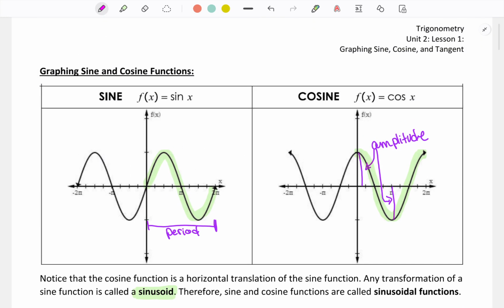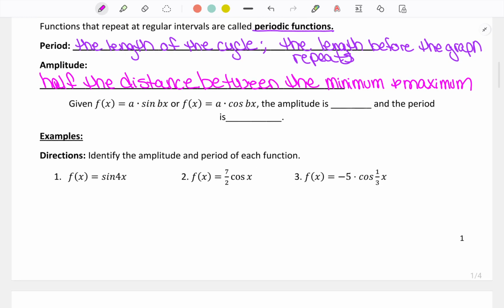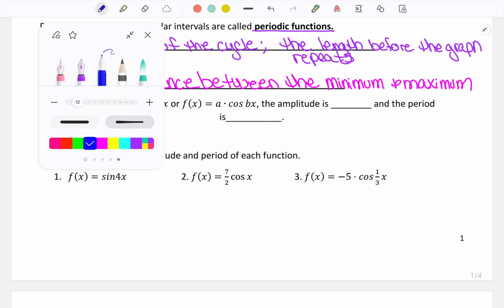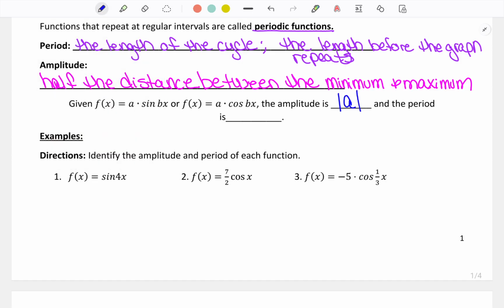So if we scroll back up to those initial functions, you'll see what I mean now that amplitude, it's actually half that distance because it's pretty much the height to the x-axis or whatever horizontal axis you are using. So if we are given f of x equals a times sine bx, or f of x equals a times cosine bx, then the amplitude is going to be the absolute value of a. So it's going to be that value in front, kind of like a vertical stretch or shrink.